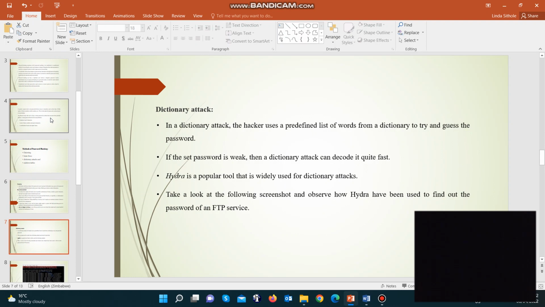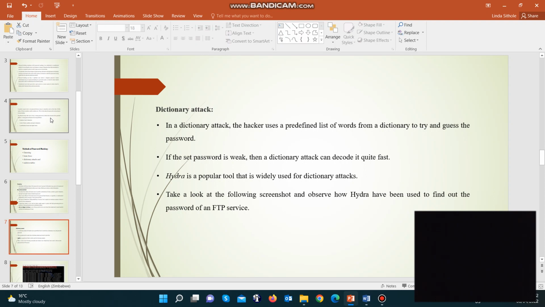And then we have dictionary attack. In a dictionary attack, the hacker uses a predefined list of words from a dictionary to try and guess the password. You find that in brute force attack we say there is a dictionary also that is used. In brute force attack, the dictionary consists of letters, numbers, small and capital letters, special characters that is predefined in those tools that are used for dictionary attack in brute force. In this dictionary attack, the tools that are used only make use of words. That's their dictionary is composed of words that are used to crack.